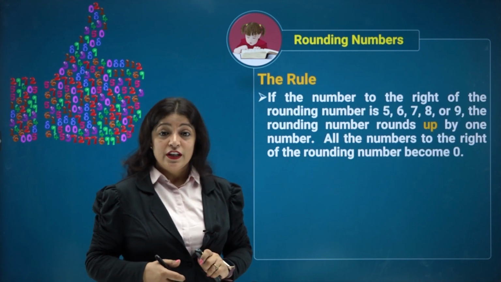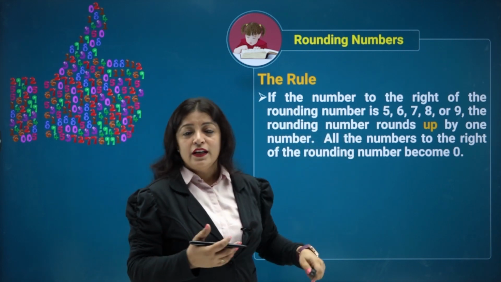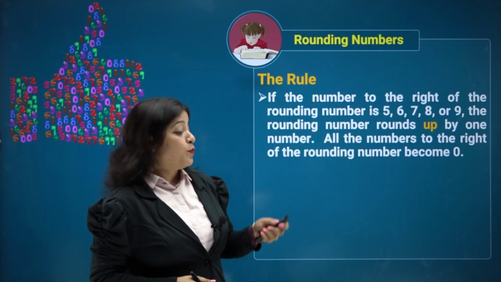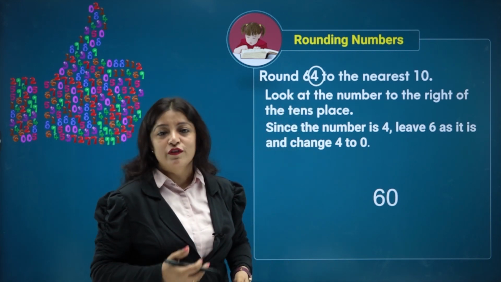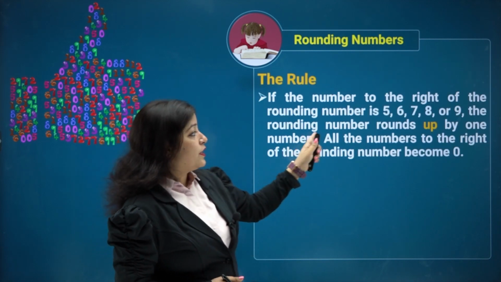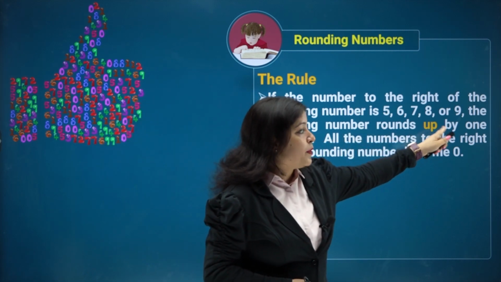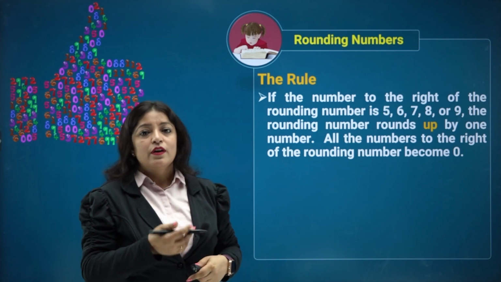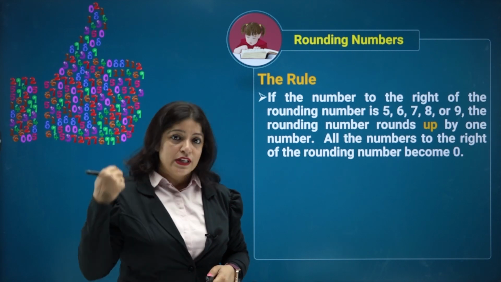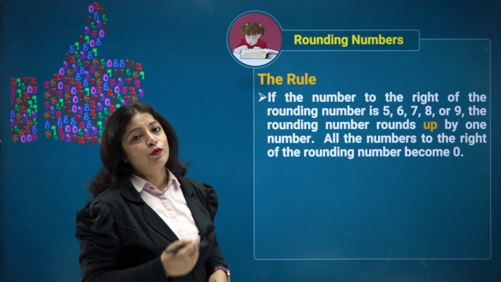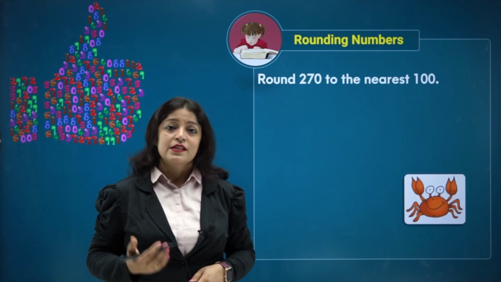Similarly, if we have to round off to the hundreds place, how can we do it? This applies to rounding off to tens also. Suppose, as in the previous example, we saw 4. If it would have been 5, 6, 7, 8 or 9, then what will we do? In that case, if the next digit is 5, 6, 7, 8 or 9, the number rounds up by 1. That means we increase the digit, which in the previous example was 6. So that number is increased by 1, and then all the digits written after it become 0.